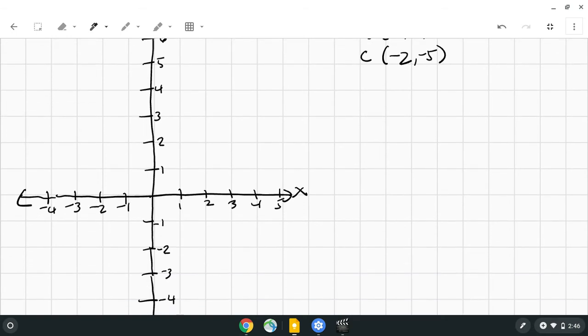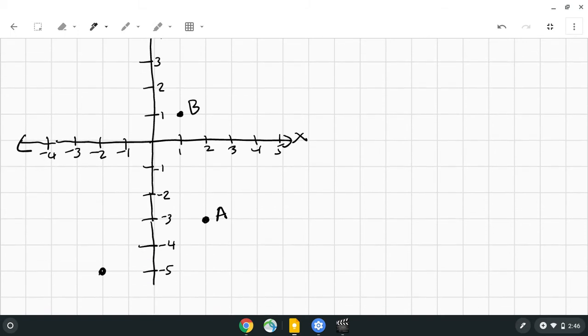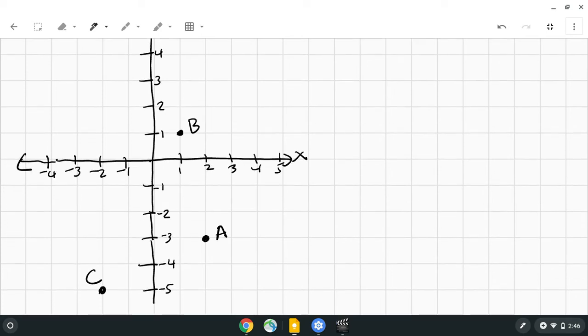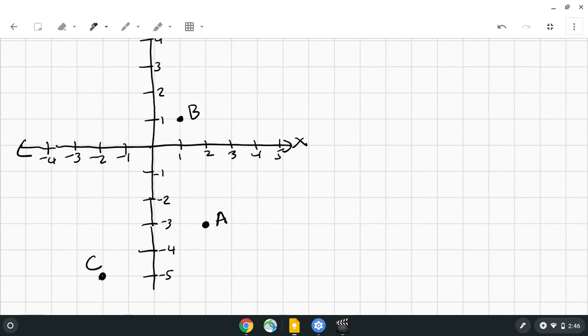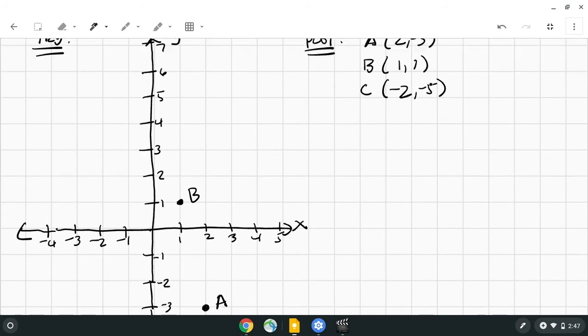Okay, so 2, -3. This is A. B is at 1, 1, right over here. And C is at -2, -5, which is down here. So these are the 3 points you should have gotten. A should be down here, B should be right there, and C is down here, -2, -5. And A was +2, -3. And B is 1, 1. All right, very good.